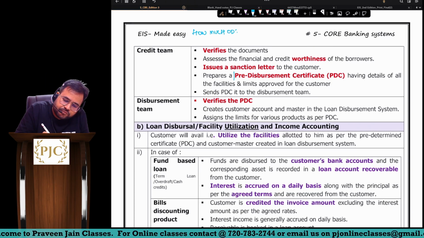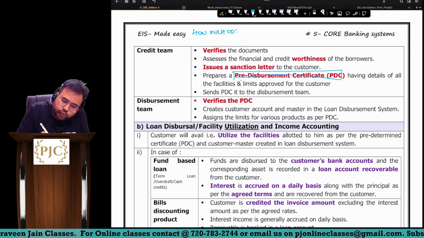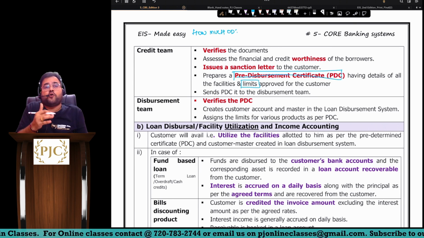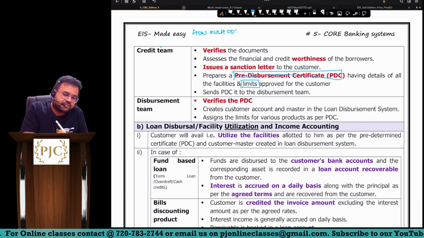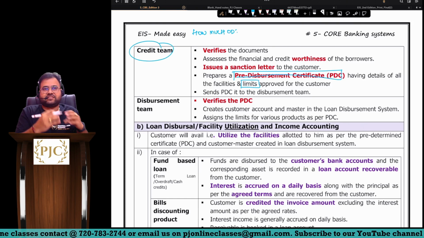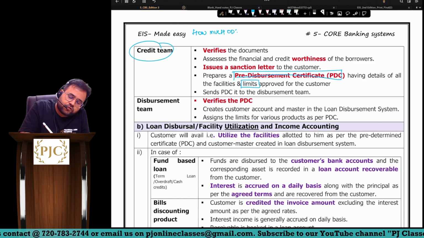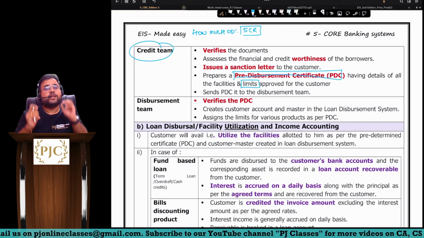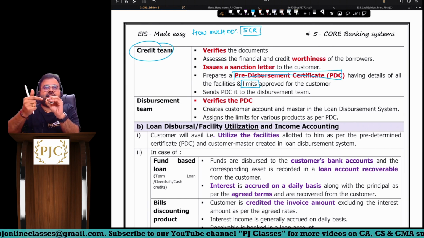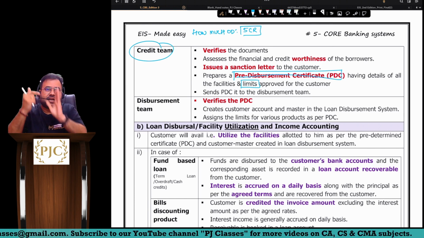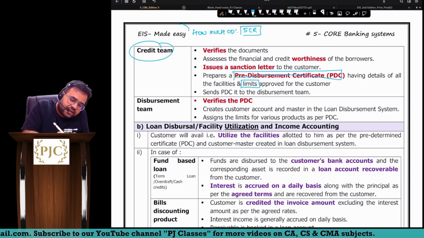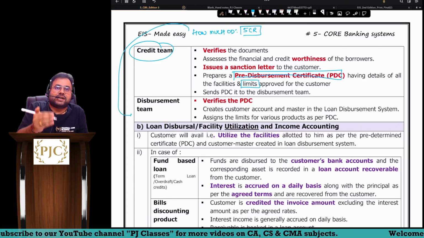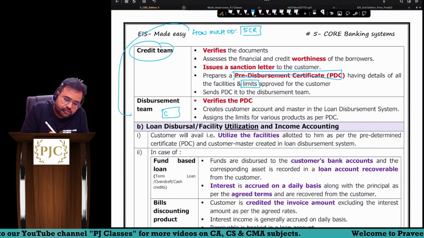Sir, in the pre-disbursement certificate we have to tell the limits. So how much sanction is done? Can I say this is manually sanctioned by whom, sir? Credit team, sir. So imagine the credit team said that we are going to give you an OD facility of 5 crores, sir. Now, whatever OD facility is sanctioned by the credit team, can I say that has to be entered in the CBS.